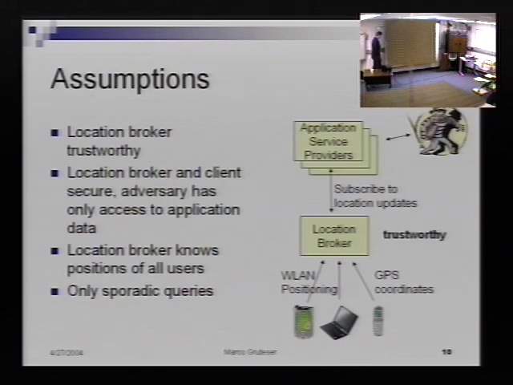So the assumption that we're making is that we have a location broker, and that the location broker as well as the user's devices are completely secure and trustworthy. We will not look at security problems in this area. We will only look at the data that is available to the application service provider and what an adversary, malicious employees, or anybody who gets a hold of these log files could conclude. And also remember that we're looking at the sporadic query examples.